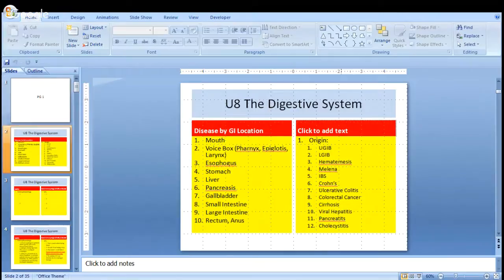Okay, risk factors. Anybody have other risk factors? Addison, give me 2 risk factors for GERD.